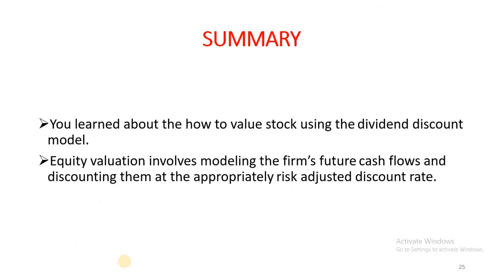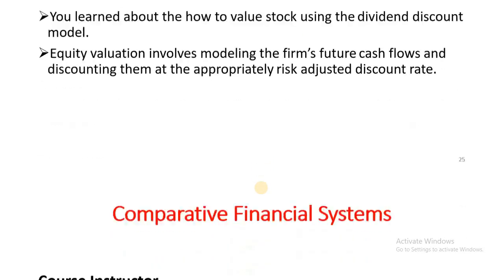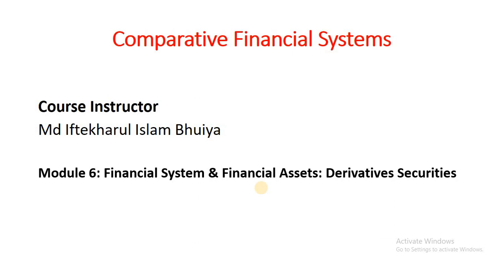Let's look at the summary. From this lecture, we have learned how to value stock using the dividend discount model. We have also learned that firms' future cash flows are uncertain, and we need to discount them appropriately using an appropriate risk-adjusted discount rate. In our next module, we'll cover derivative securities.